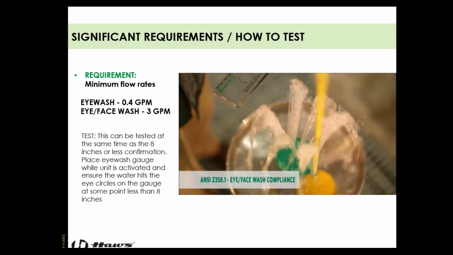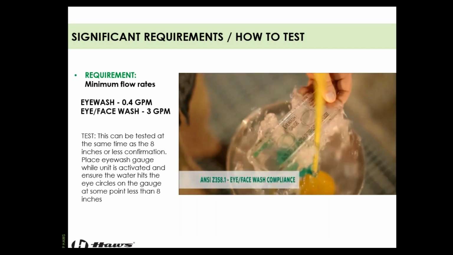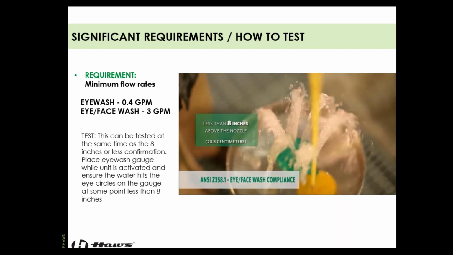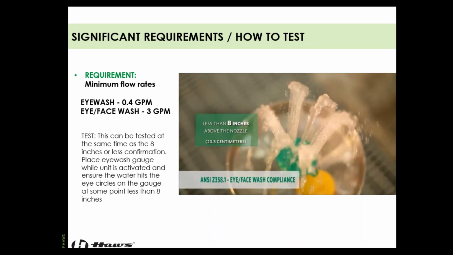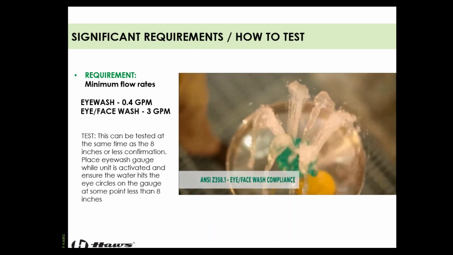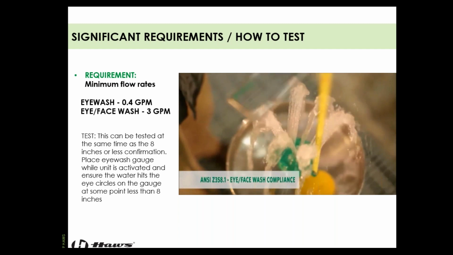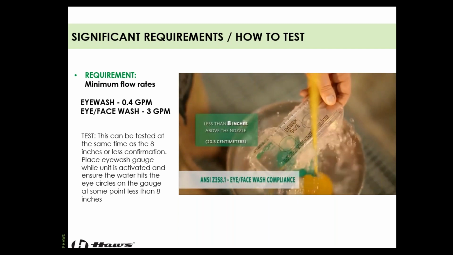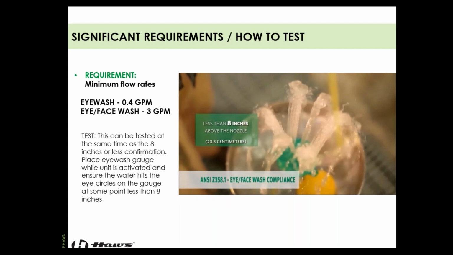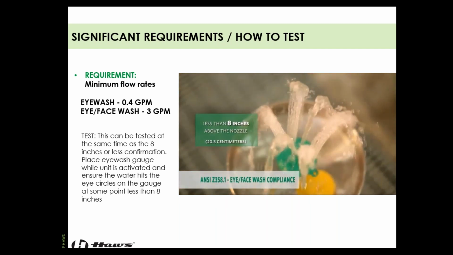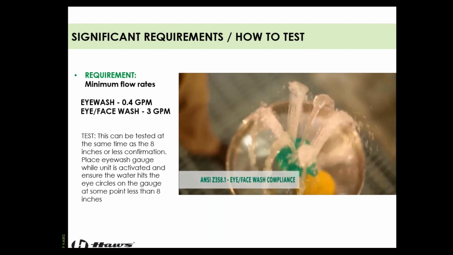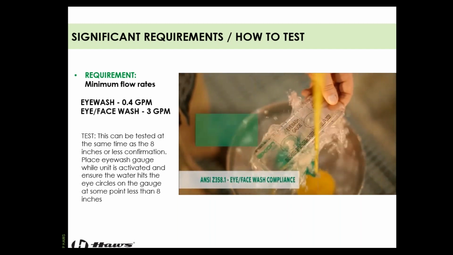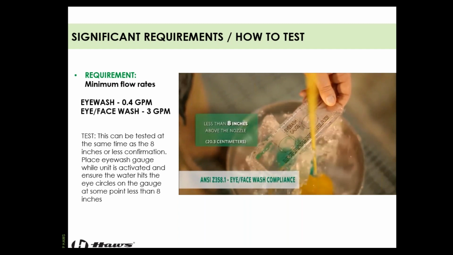So remember the minimum flow rates. If the gauge is not being met, you can see the water is hitting the eye circles on the gauge. We know this is usable. This is going to meet your eyes correctly, and is entirely usable. And this is also how we test those flow rates from the eyewash or the eye face wash. With how they're designed, if there is not enough water to meet those minimums, the gauge test will fail. And we're just ensuring that it's usable. But that is how you test for that requirement.